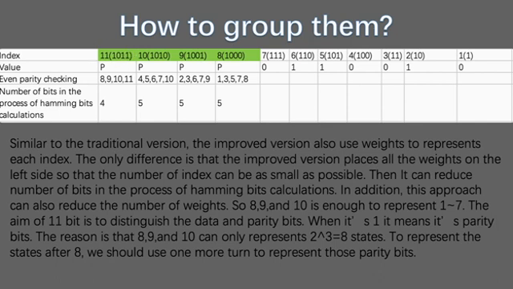And the advantage of the improved version is to reduce the number of bits in the process of Hamming bits calculation, because as you can see here we only use 4, 5, 5, 5, and totally it's 19. And for the old version, we need to use totally 20 bits in the calculation. And I will give you more details in the following slides.